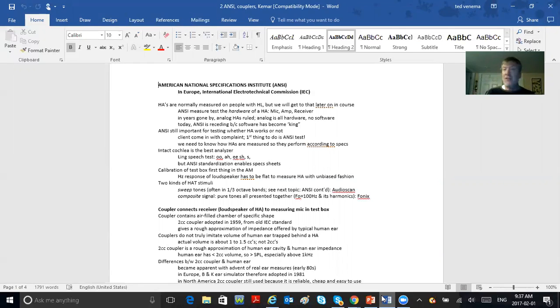But hardware hasn't gone away. Digital hearing aids today are run on software, but they also use hardware. They still have microphones, amplifiers, receivers. Those are hardware pieces. So hardware hasn't disappeared. Read with me here.